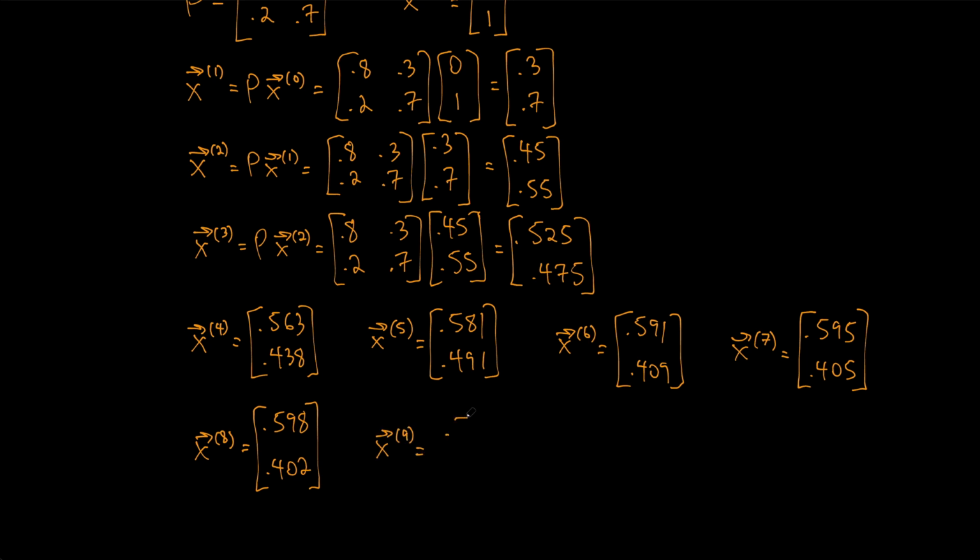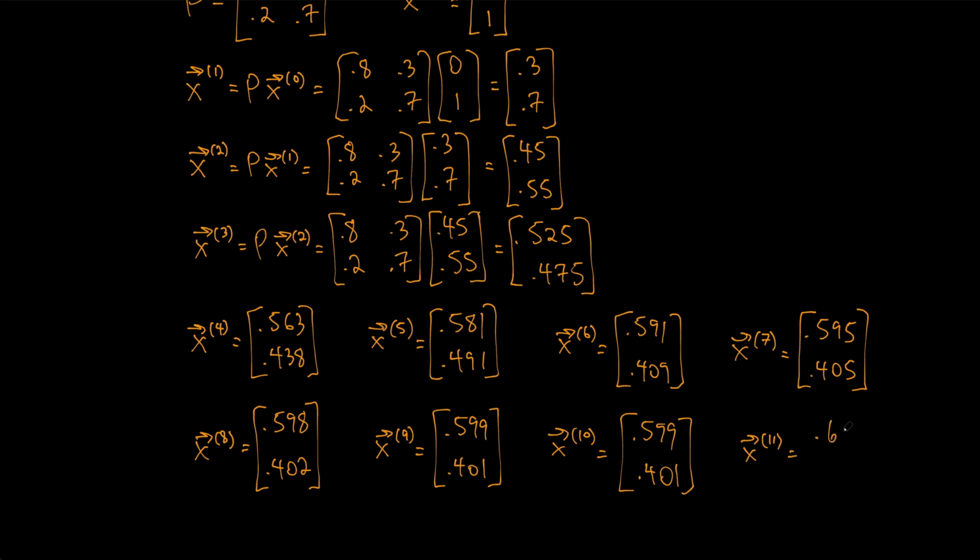x9 is 0.599, 0.401. x10 is 0.599, 0.401. You can kind of see what's happening now. Shouldn't surprise us that x11 is 0.600, 0.400. So it turns out that for all of the n that are greater than or equal to 11, xn is equal to 0.600, 0.400.